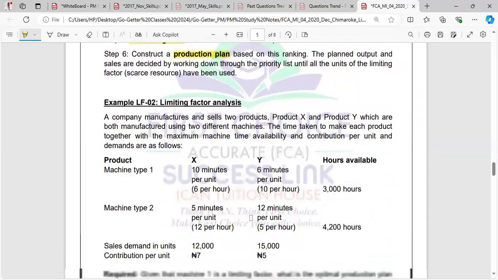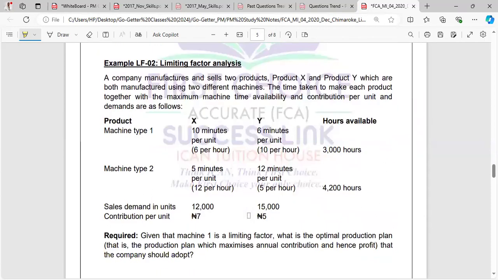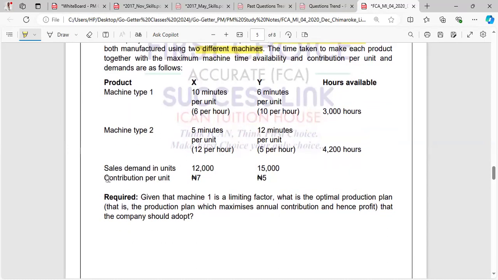So that's it. Now look at example 2. We are told that a company sells 2 products X and Y. This is the particular question we have given before. And we are told that they are manufactured using 2 different machines. The time taken to make each product together with the maximum machine availability and contribution per unit are as given below. This is the same thing they gave us before, but they added 1 thing. They gave us our contribution per unit.